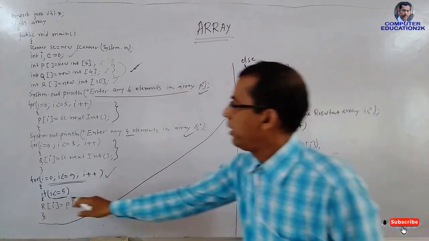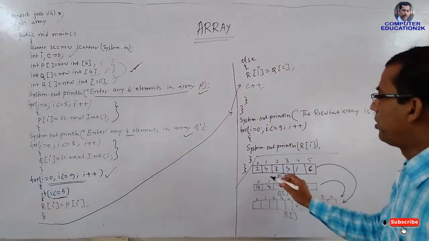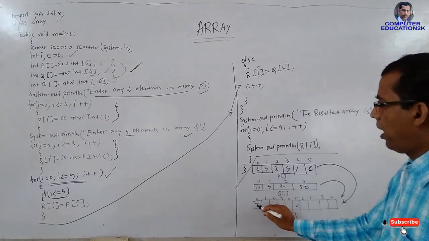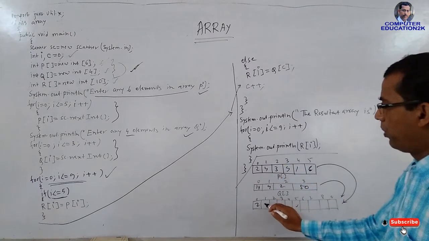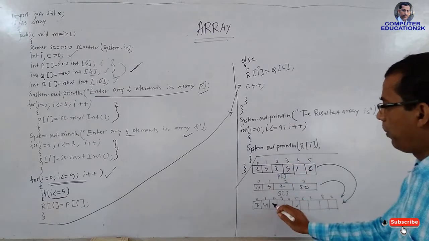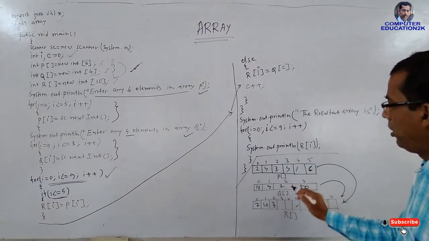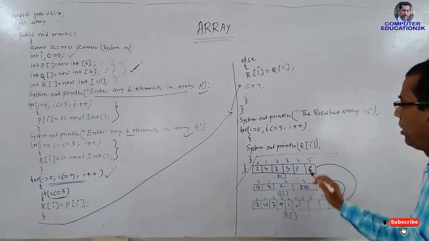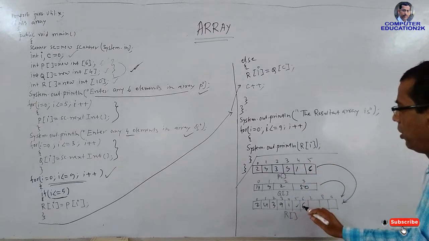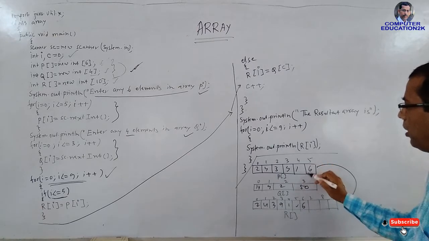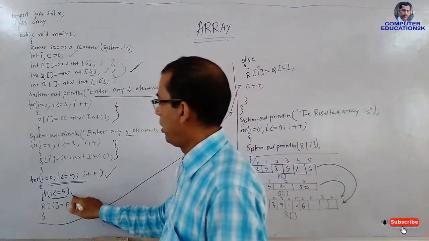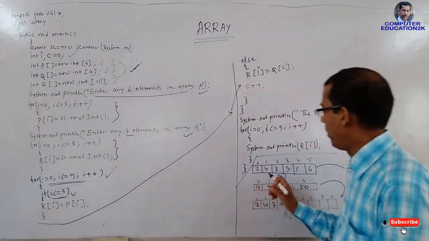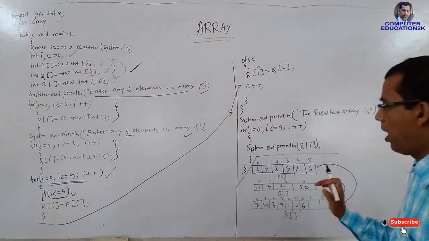So if I is less than equals to 5, means if I is 0, then 2 will come in and store here. If I is 1, 4 will come and store here. If I is 2, 3 will come and store here. If I is 3, 9 will come and store here. If I is 4, 1 will come and store here. If I is 5, 6 will come and store here. Okay. So till I is 5, the values will come from P to R.